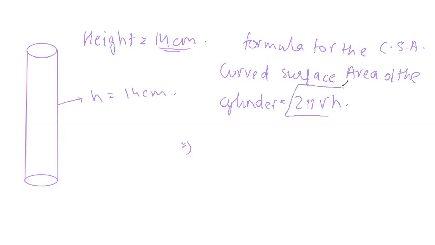That is 2 pi RH. And then we'll substitute the values. In this question, it has specifically mentioned that we should assume pi is equal to 22 by 7. So pi is equal to 22 by 7.